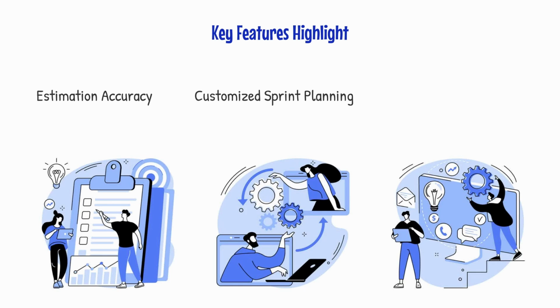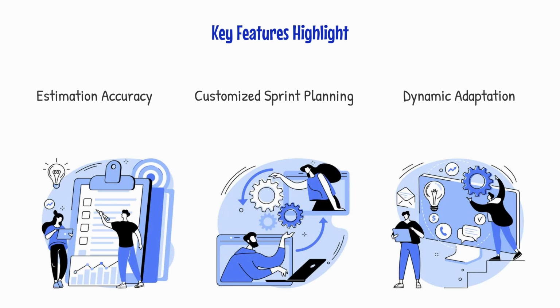Customized sprint planning. The ability to depict a dynamic roadmap that adjusts to new obstacles or changes ensures that sprint planning is both flexible and resilient. This customization allows teams to remain agile, adapting plans to accommodate unforeseen challenges without derailing the project's overall progress.